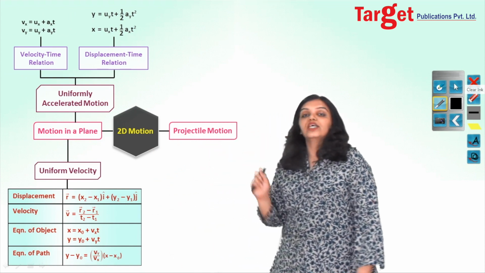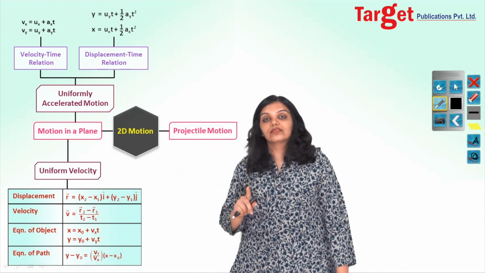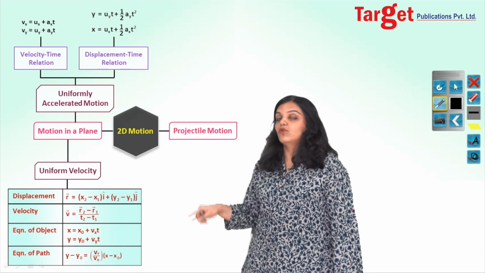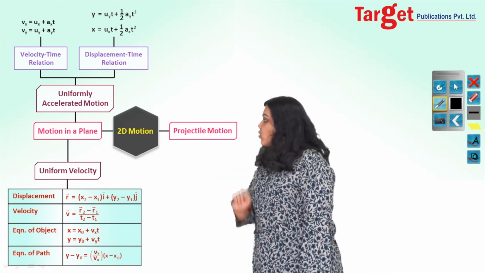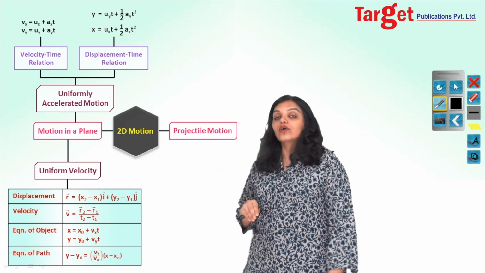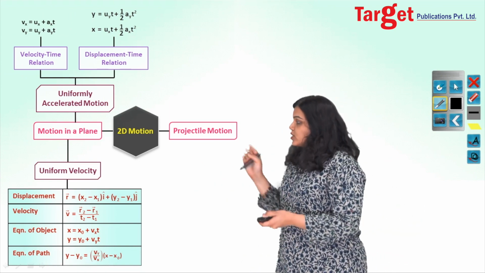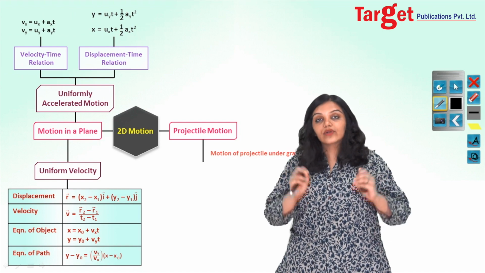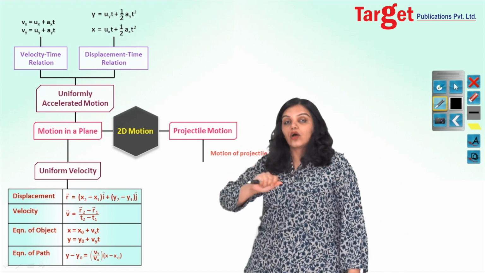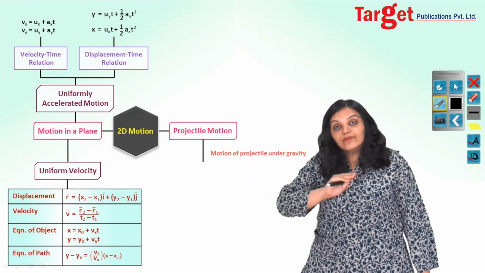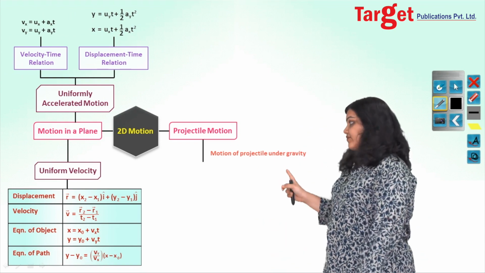We then move on to projectile motion. By far this is the most important concept in this chapter. Most of the questions are asked based on projectile motion. Let's quickly look at projectile motion. First, let's clarify what is projectile motion. Projectile motion is the motion of an object only under the force of gravity. An object that is projected and moves only under the force of gravity.